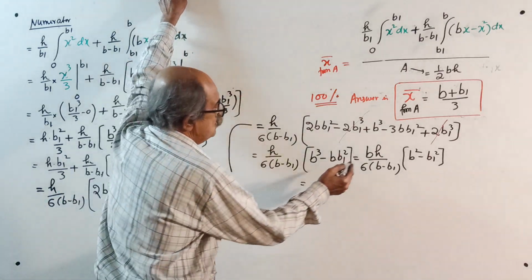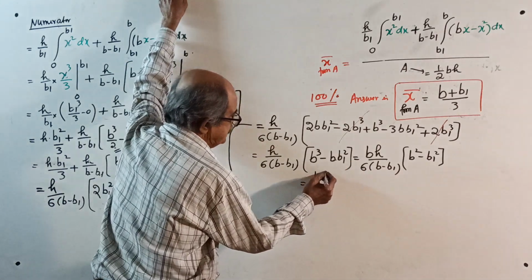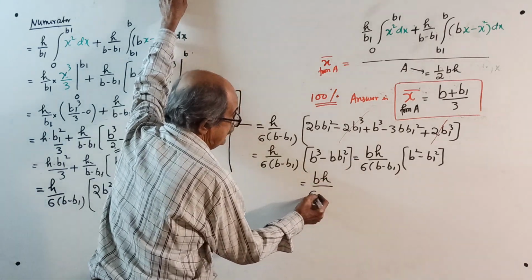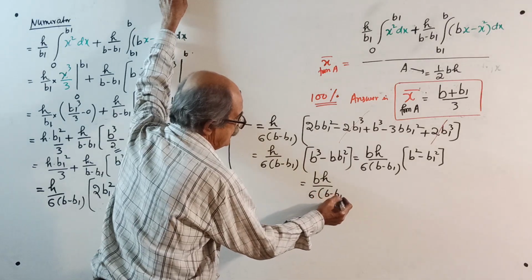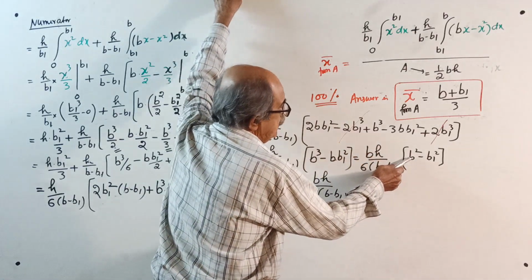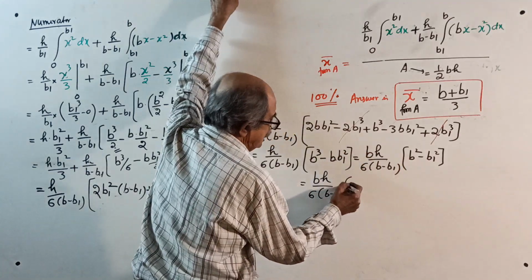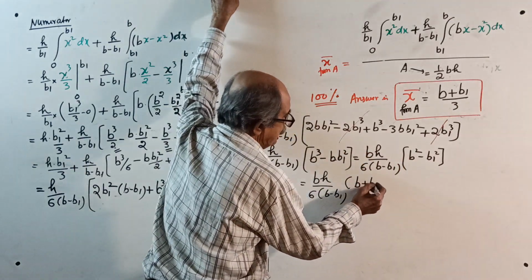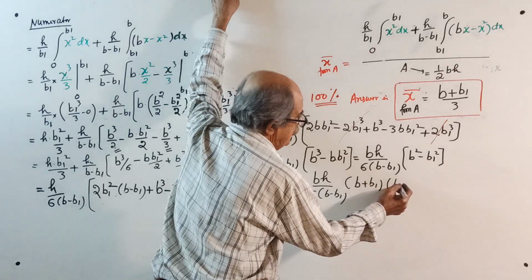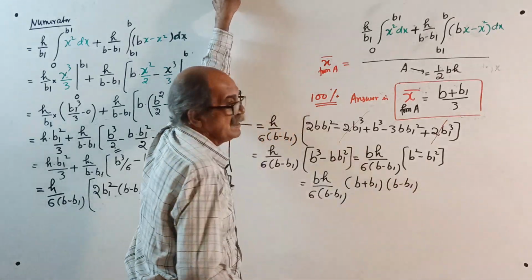Okay. Or equal to bh by 6 into b minus b1 into b square minus b1 square. You can write b plus b1 into b minus b1. You should know that much mathematics.